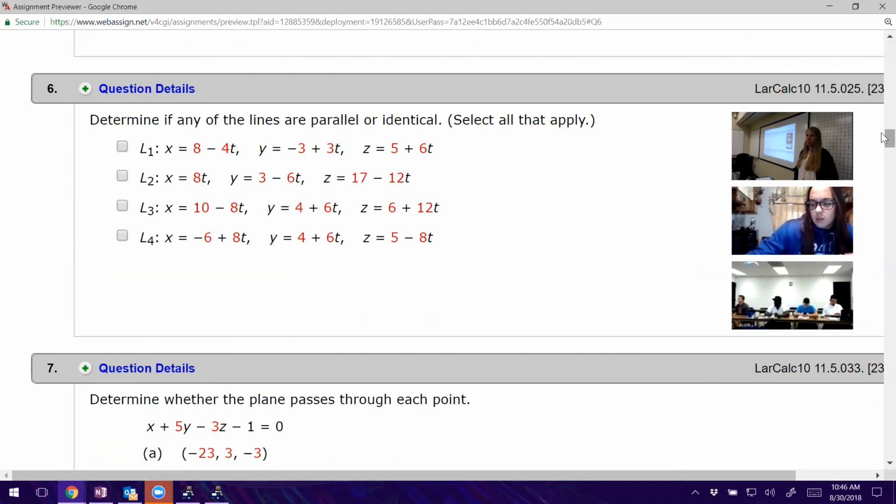Would it just be the coefficients? Yep, just the coefficients. So we just get rid of the constants? Well, the constants do have an impact here too. Parallel just means paying attention to the direction vector, and that's good enough for parallel. What the constants do is tell us if it's identical. It's the same thing in a two-dimensional system too. If you're talking about lines with slope and a y-intercept, if they have the same slope, the lines are parallel. If they have the same y-intercept and the same slope, they're identical.